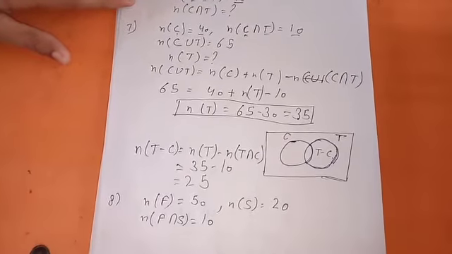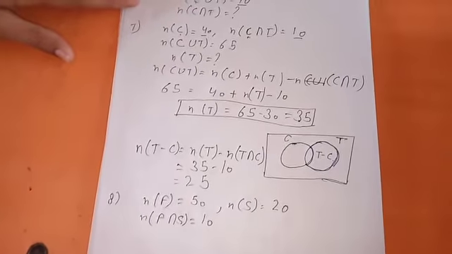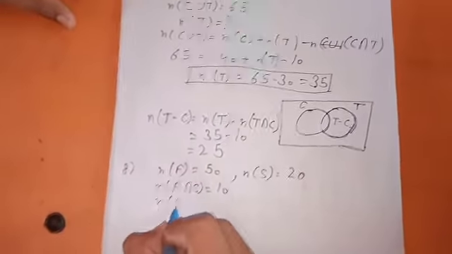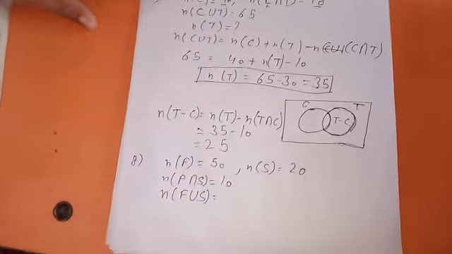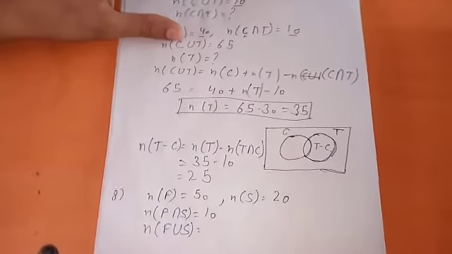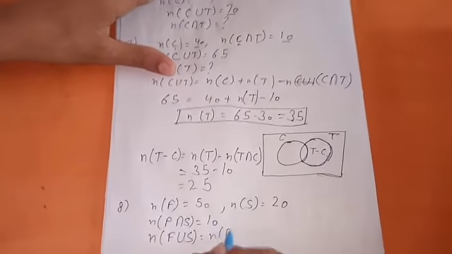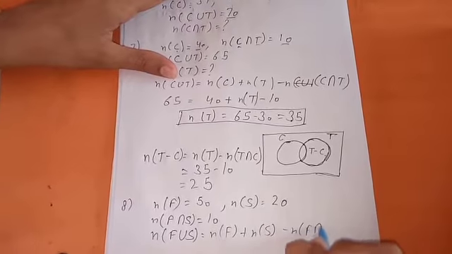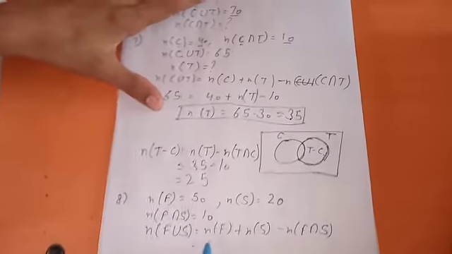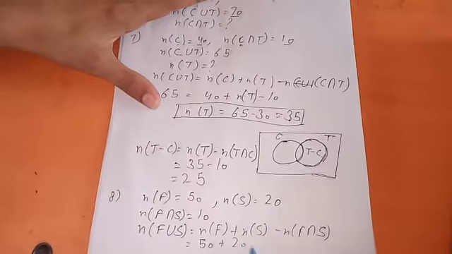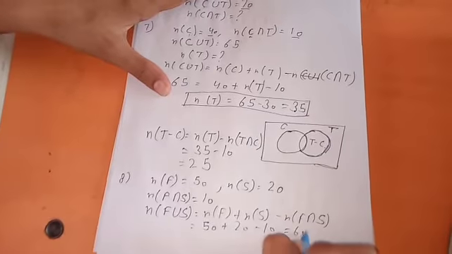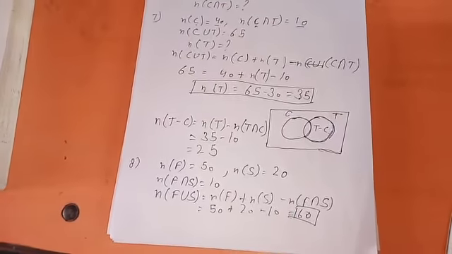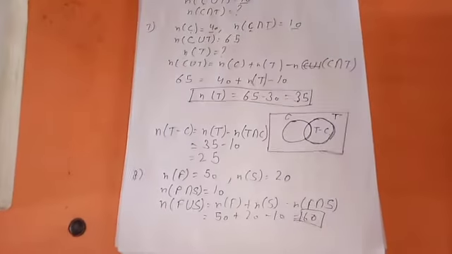And now they are asking how many speak at least one of these two languages, meaning they are asking us to find this, and we find it as n of F plus n of S minus n of F intersection S, that will be 50 plus 20 minus 10, which is equal to 60, and that's our answer. Okay, that was all of our exercise.